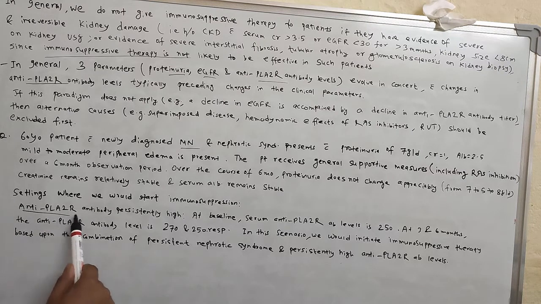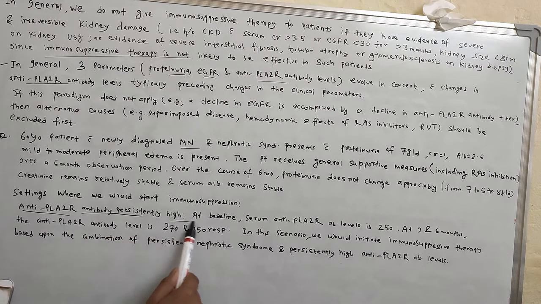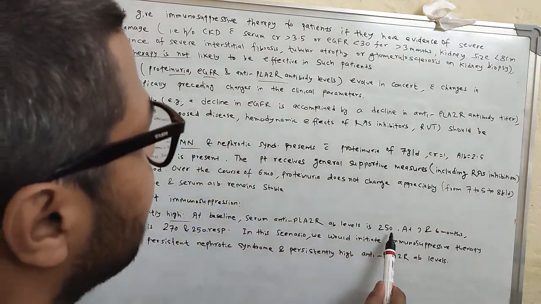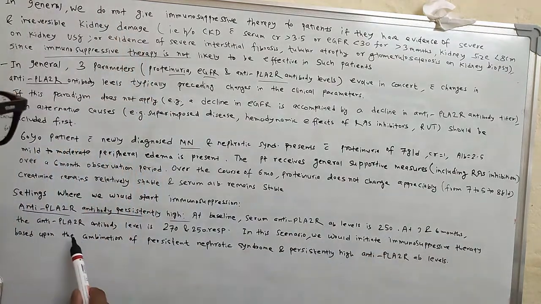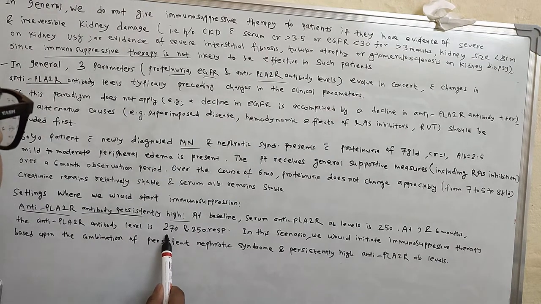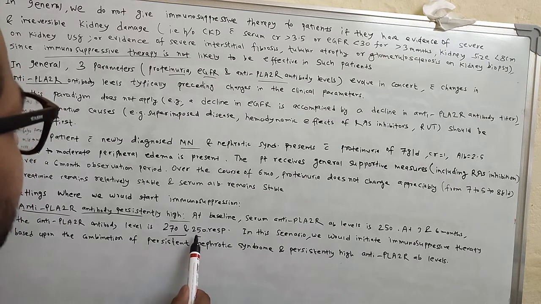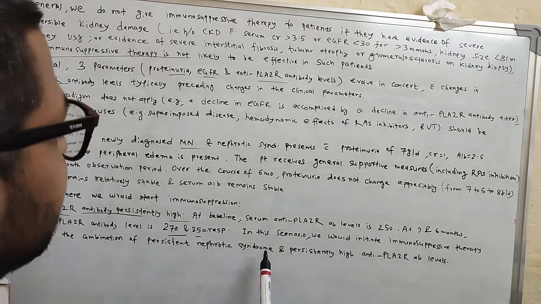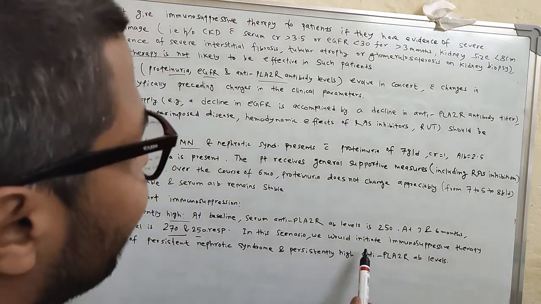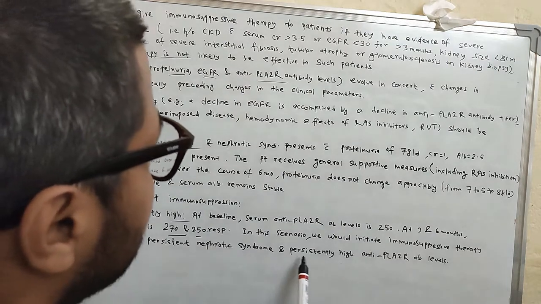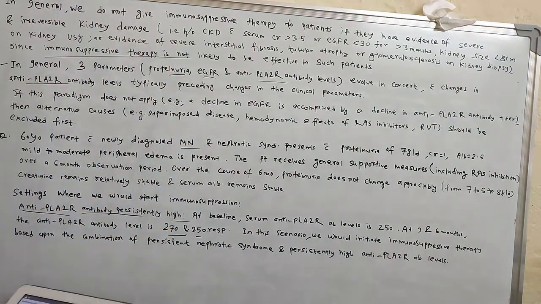So let's say the anti-PLA2 receptor antibody is persistently high. At baseline, the serum PLA2 receptor antibody level is 250, and at 3 and 6 months it is 270 and 250. Okay, so it is persistently high during the 6-month observation period. In this scenario, we would initiate immunosuppressive therapy based upon the combination of persistent nephrotic syndrome and persistently high anti-PLA2 receptor antibody levels.